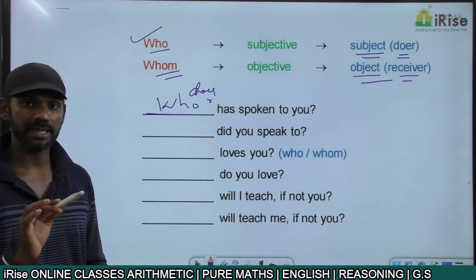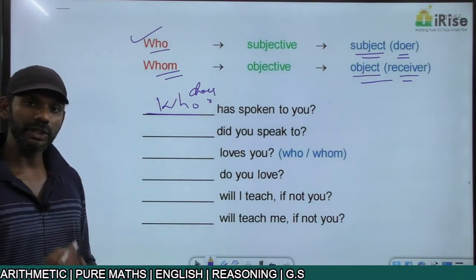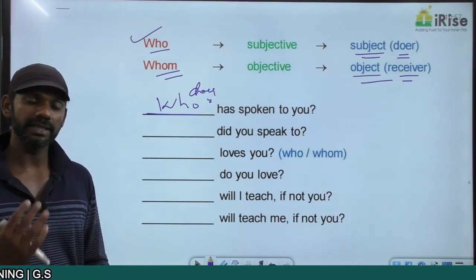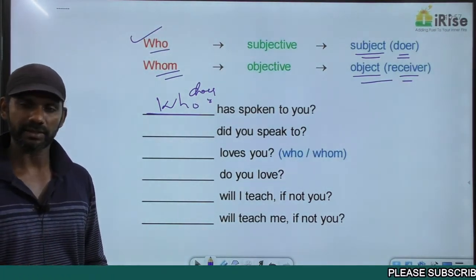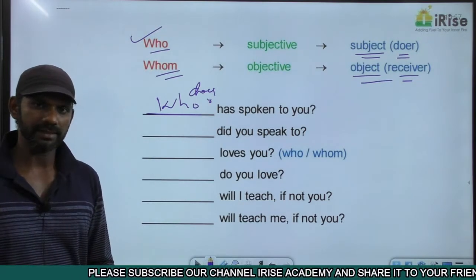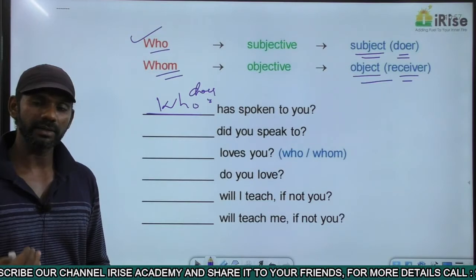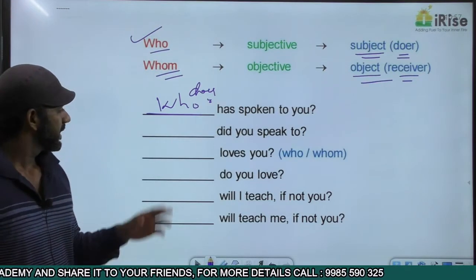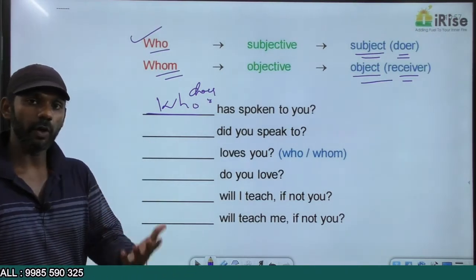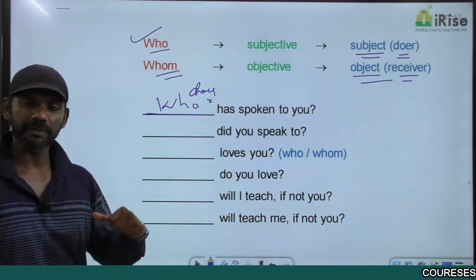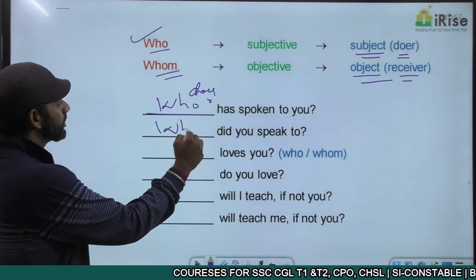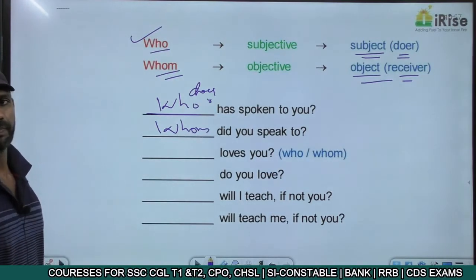Come to the second one. Understand the meaning. Dash did you speak to means you did the action or received the action? Did the action. You spoke to a person. So you did the action. You spoke to a person, so that person becomes a receiver or doer or receiver? Receiver. Dash did you speak to means this blank stands for the person you spoke to. That means this blank stands for the person that received the action. Receiver means object. Object means it must be whom. So whom did you speak to?